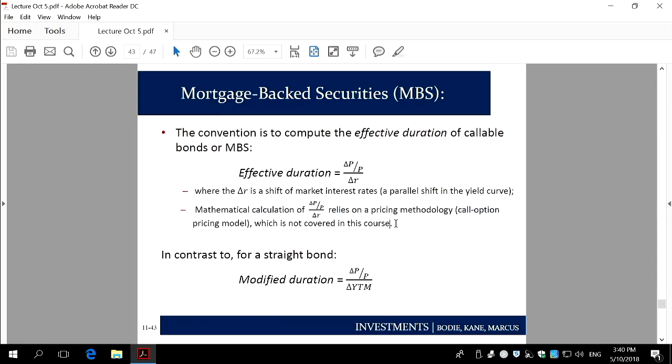And in practice, if you work in the financial industry, you will build a complicated model. The model will give you a relation between the callable bond price or mortgage-backed security price and the market interest rate. And if you have that complicated model, then the computer can give you the effective duration if you're really working in the industry. But here we don't have to go that deep.